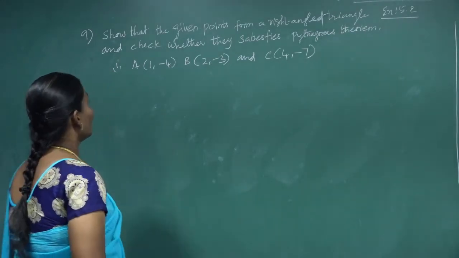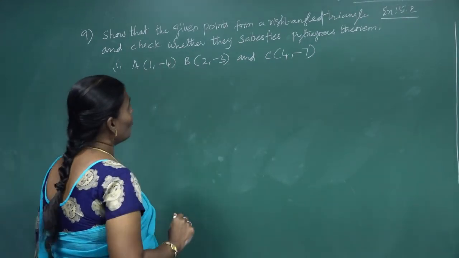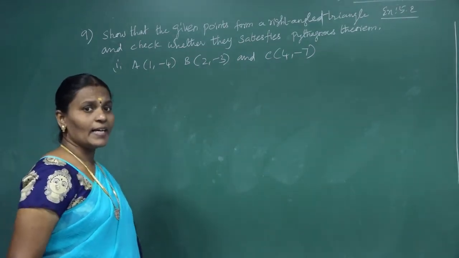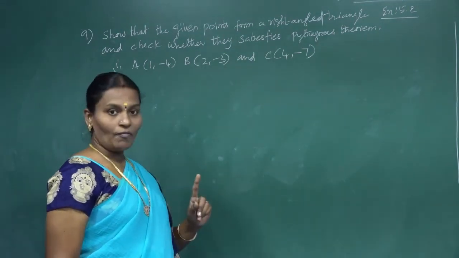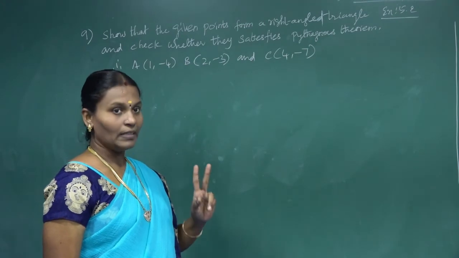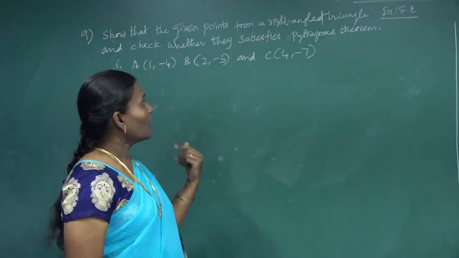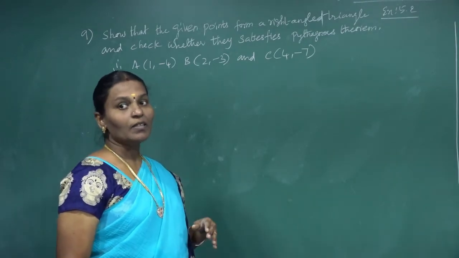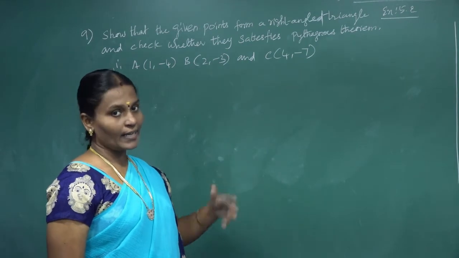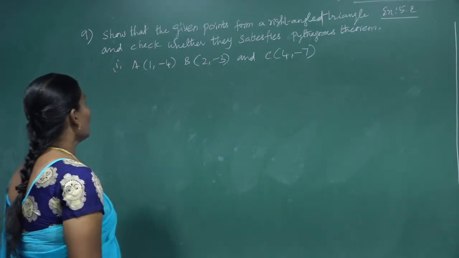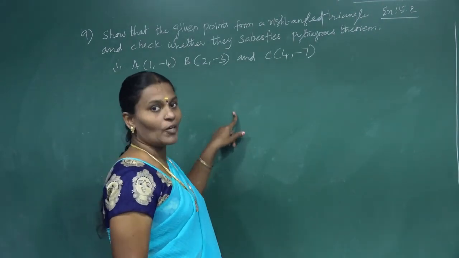Now we see. So if ABC, how do you prove that ABC is a right angle triangle? If any one pair of adjacent sides are perpendicular, that means it is a right angle triangle. That means one of the angles is a right angle, that is called a right angle triangle. So here we are going to prove the two adjacent sides are perpendicular.